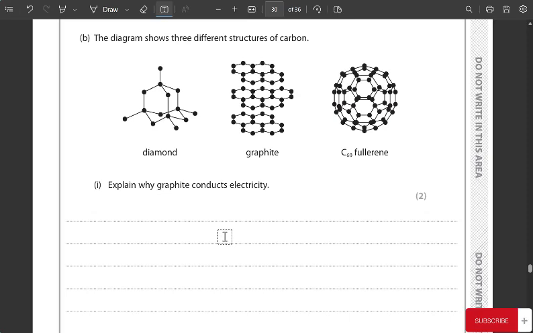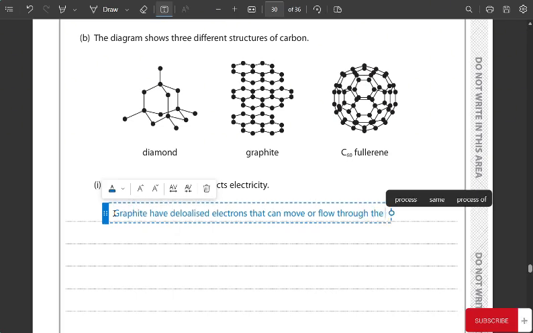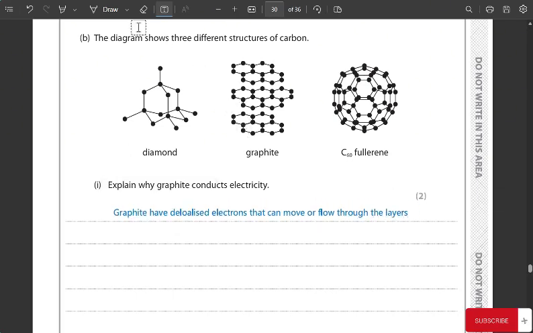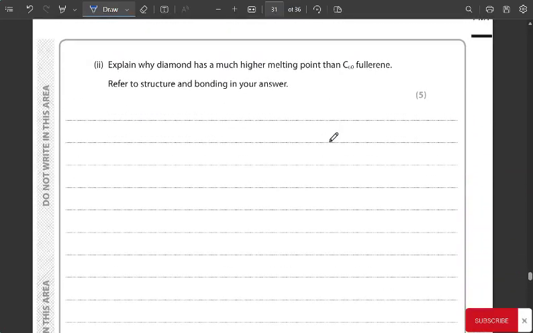The diagram shows three different structures of carbon. Explain why graphite conducts electricity. Graphite has delocalized electrons that can move or flow throughout the layers. These layers, I mean, here and here.